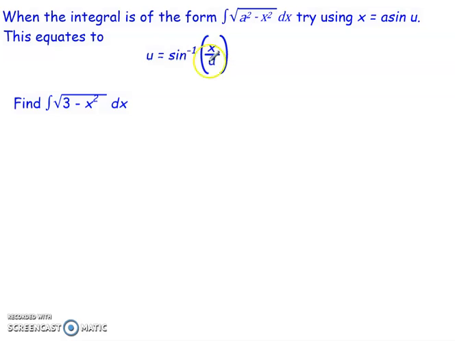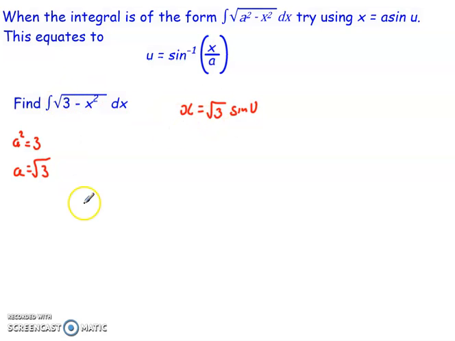So if we look at the example I've got here, I want to find the integral of square root of 3 minus x squared dx. Now for this one, if I think of it as being a squared minus x squared, I'm able to say that a squared is equal to 3, so I know that a is equal to the square root of 3. This is a standard form that I'm going to use for my substitution, so let's see what happens. I'm going to use x equals the square root of 3 sine u, and I'm going to substitute it into here to see what I get.